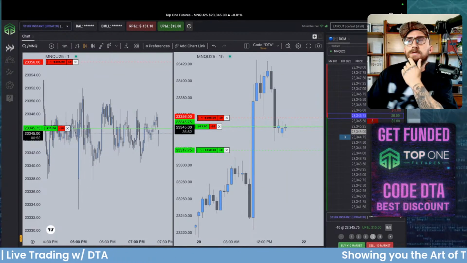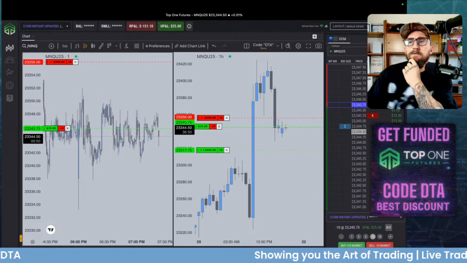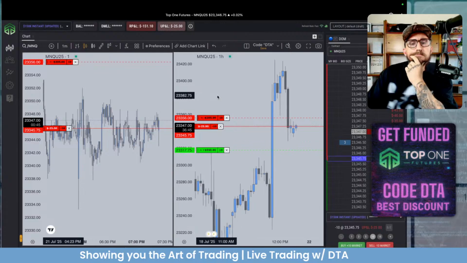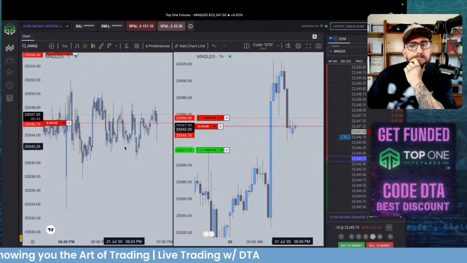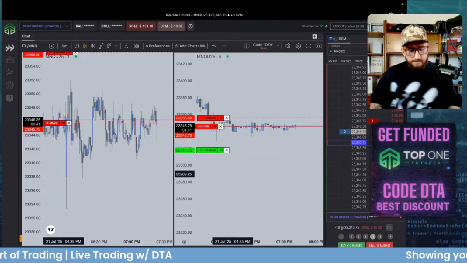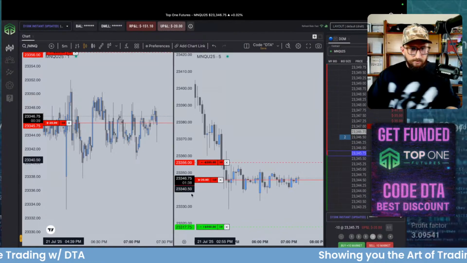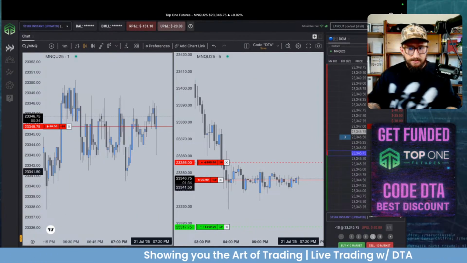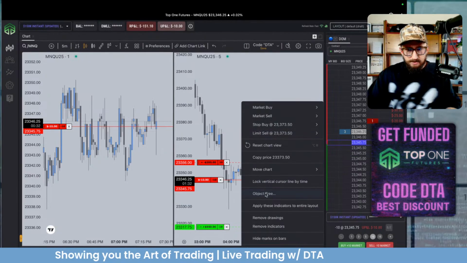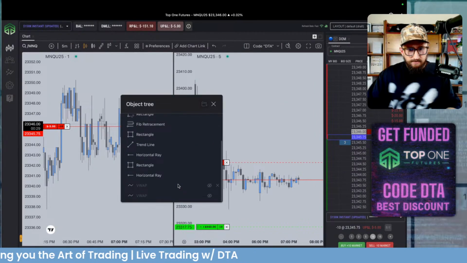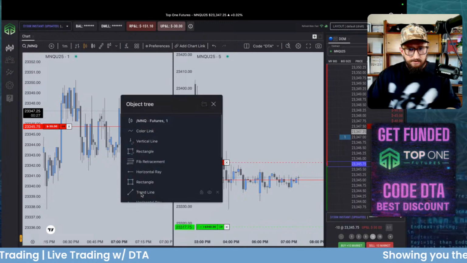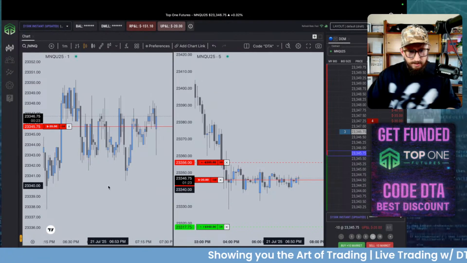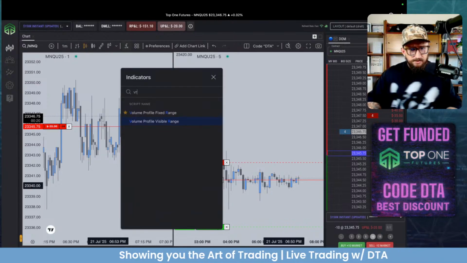Cool, back to break even. Kind of wicking. Let's see what it looked like on the 5-minute. Yeah, really just holding that value. So what happens in a trade like this? Yeah, we like to look at something like this object tree. Do we have one here? Nope. Okay, we got to make one. Visible range.